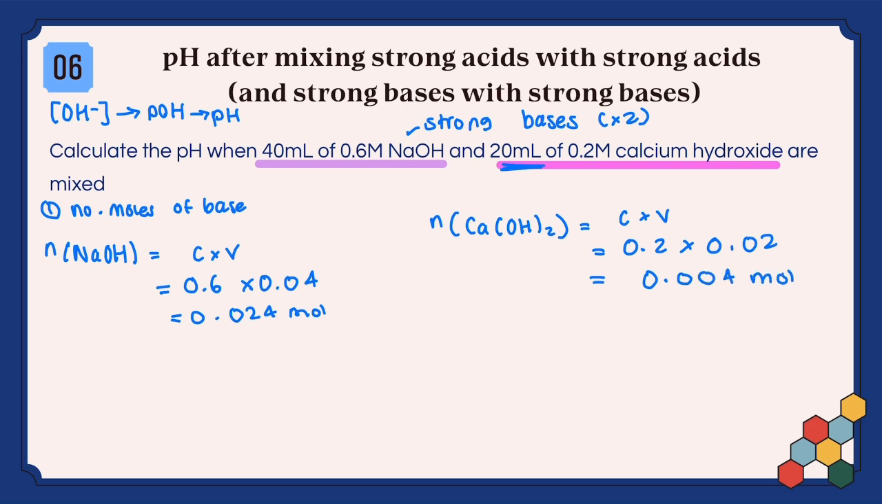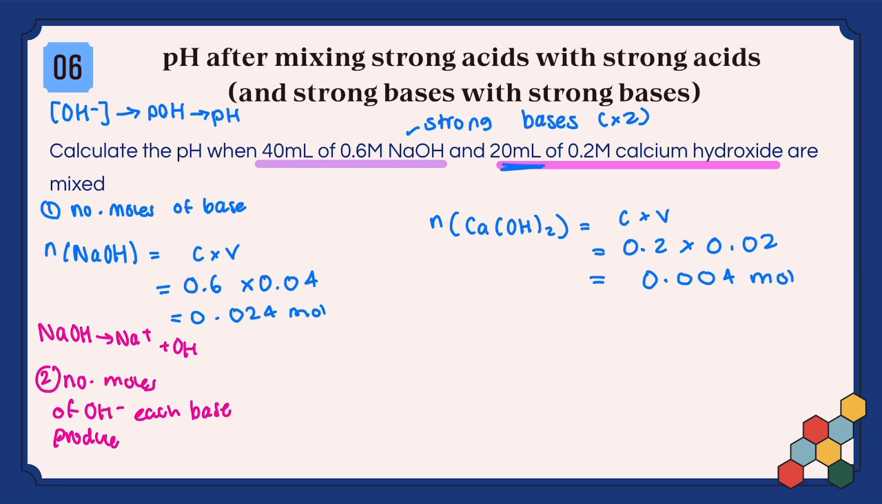So step number 2 is to work out the number of moles of hydroxide each base is producing. Okay? So when we are looking at sodium hydroxide, it dissociates into sodium and hydroxide. And we can see we have a 1-to-1 ratio. So the number of moles of hydroxide produced is also going to be 0.024.